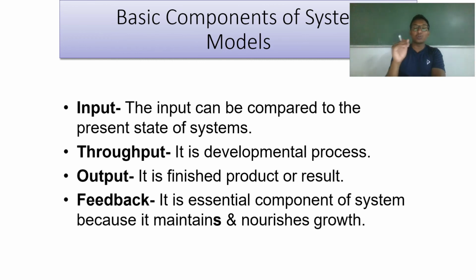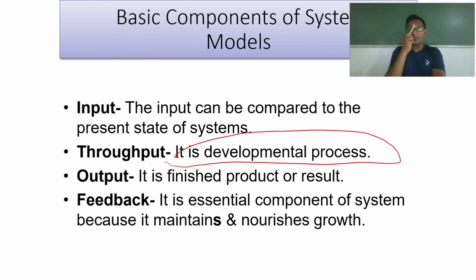And the second one is throughput. What does throughput mean? It is a developmental process. And the third one is output. Output is nothing but the finished product. So input is what we are giving at the present state, throughput means it is a developmental process, and output means it is the finished process.